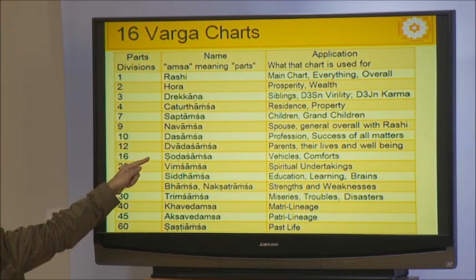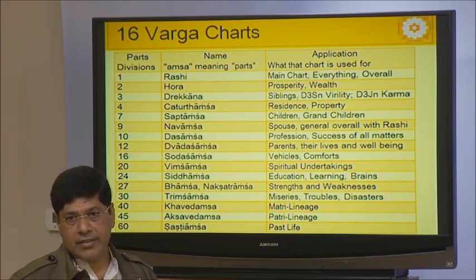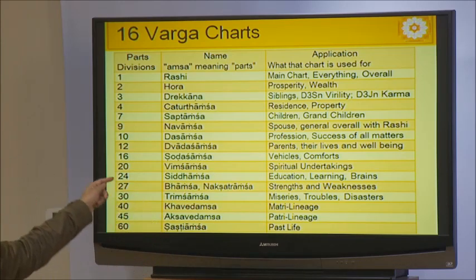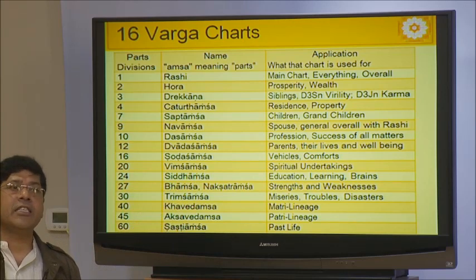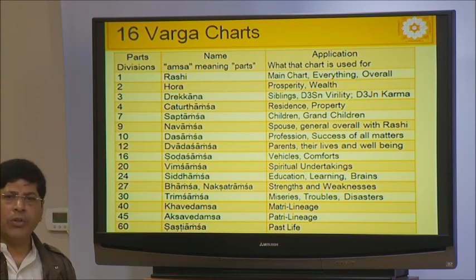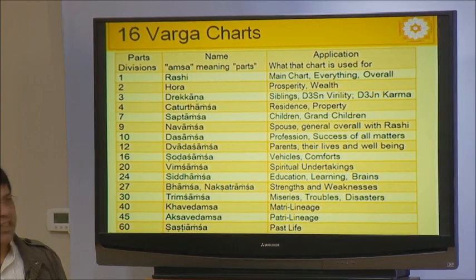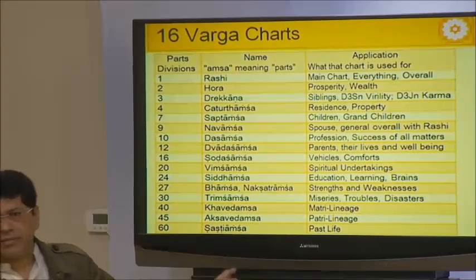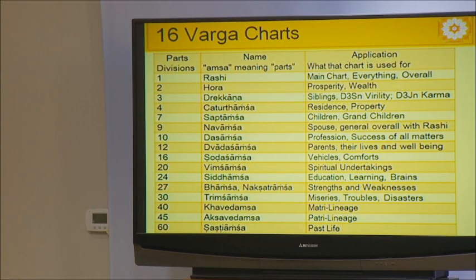D12, Dwadash Amsha. That's for parents, grandparents, and all the living elders, basically. This is what I use to exactly pinpoint when parents are going to die. What diseases they will have, how will they die, what is exactly happening to them right now. What did they do in their lives when you were growing up? Was the relationship good or was the separation? Every little detail I can tell about parents. I have done that with some of you. You know that. Quite a lot of detail.